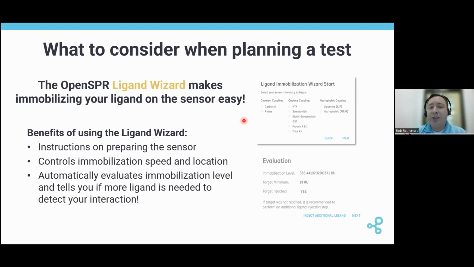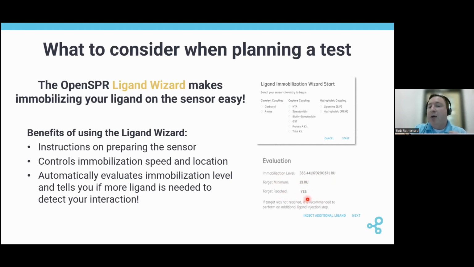Once you've run the ligand wizard, it will walk you through the steps to prep whatever sensor you're using, the ligand immobilization itself, and then it will do a calculation for you. It will look at the baseline before and after ligand immobilization, and give you a pop-up similar to what you see at the bottom of this slide, where you can see the immobilization level in this example was 383 response units. We needed a minimum of 13 response units. Did we reach our target?